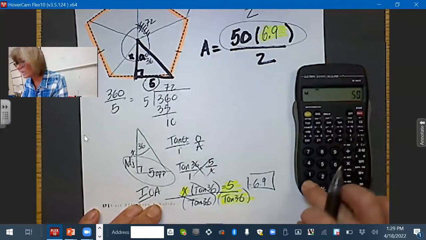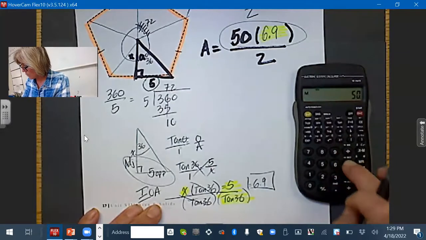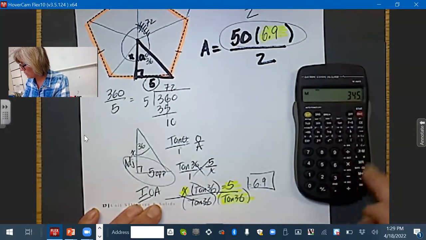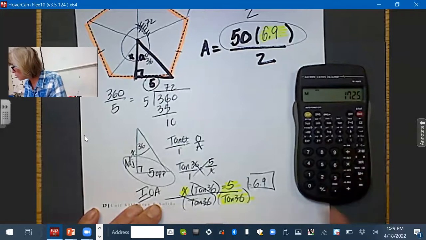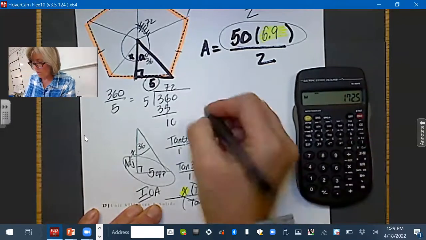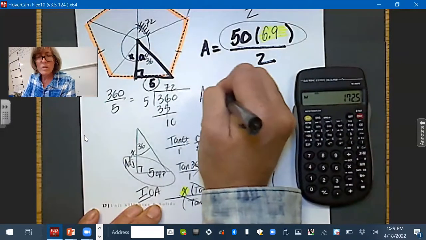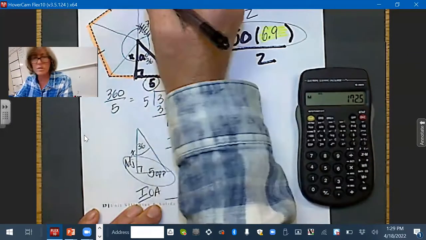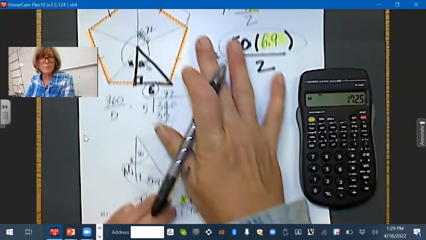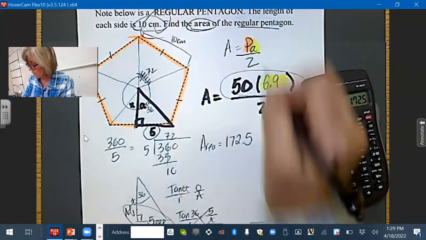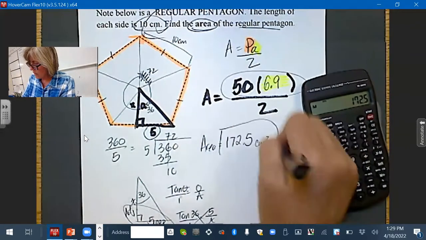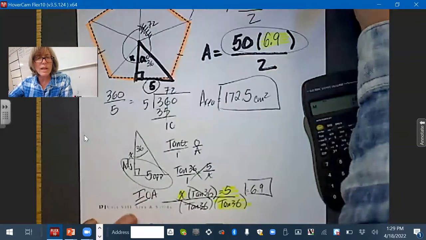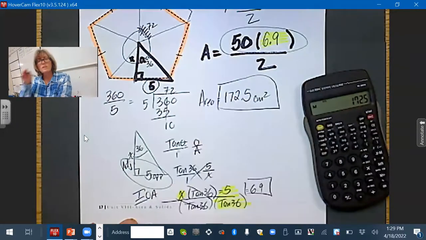And now to get the full area, we're going to do 50 times our apothem, 6.9, divided by 2, and we get area equals 172.5. Let's check for units. Our units are up here. Centimeters squared.